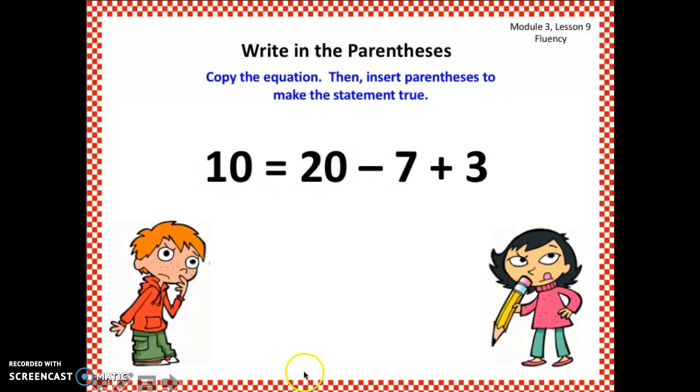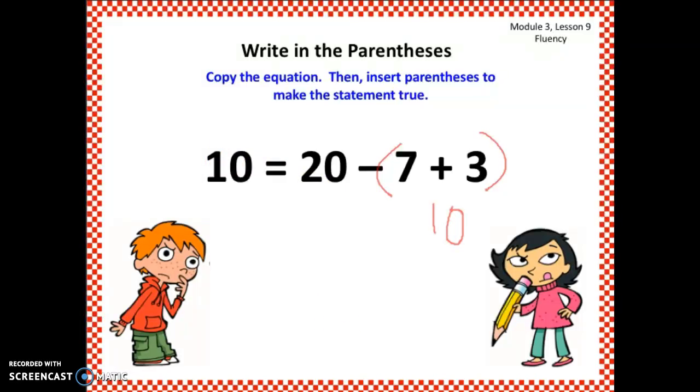Please put in the parentheses to make the statement true. When you're ready to check your work, press play. Your parentheses should have gone around 7 plus 3. 7 plus 3 equals 10. We always do the parenthesis first. 20 minus 10 equals 10. Statement is true. Erase your board.